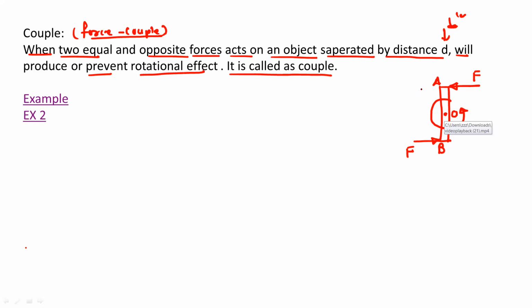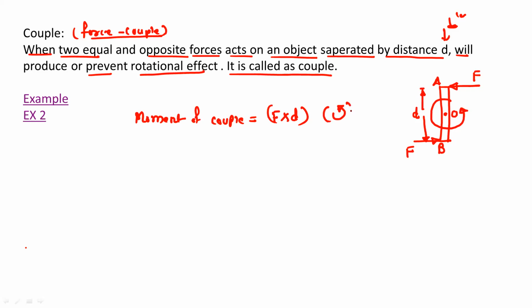So the value for this moment is, suppose this is the perpendicular distance between the two forces. Then moment of couple is equal to force F into distance between the two forces, so it is F into d. Right now this moment is anti-clockwise, so we can represent the direction like this. In the calculation, we have to consider this value as positive.